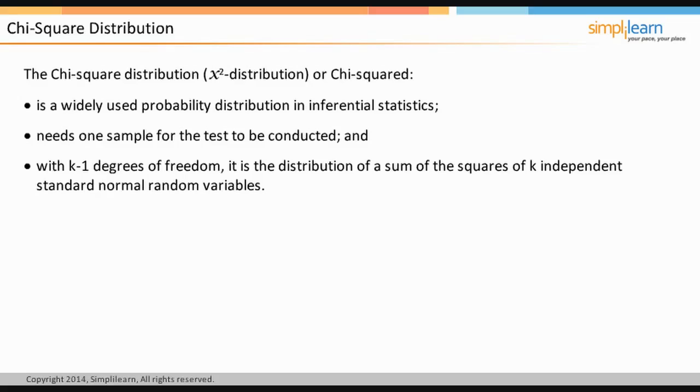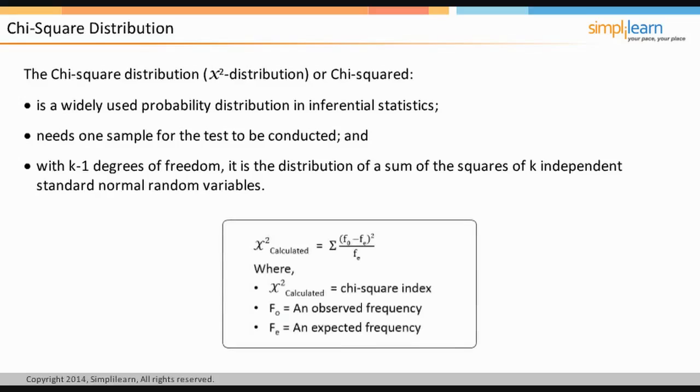For example, if w, x, y, and z are 4 random variables with standard normal distributions, the random variable f, which is the sum of w square, x square, y square, and z square, has a chi-square distribution. The degrees of freedom of the distribution, or the df, equals the number of normally distributed variables used. In this case, df equals 4. The formula for chi-square distribution is shown on the screen. It is important to note that f of O stands for an observed frequency, and f of E stands for an expected frequency. The next screen will explain chi-square test through an example.